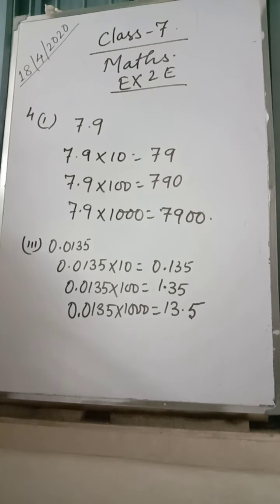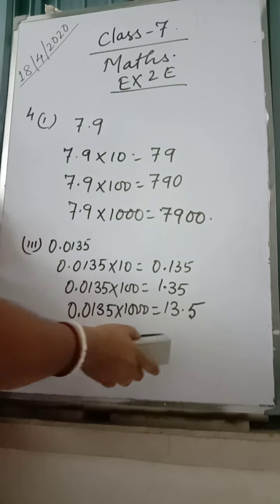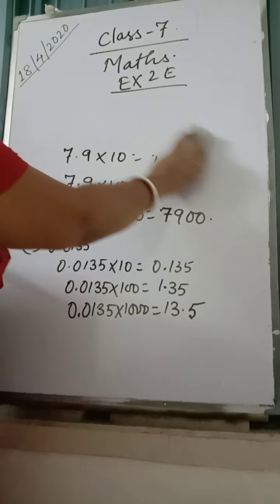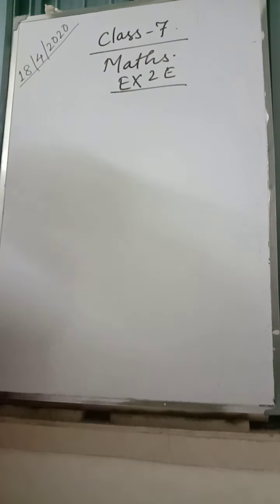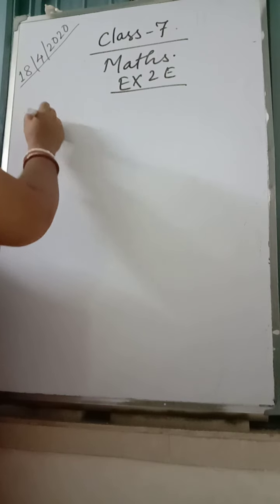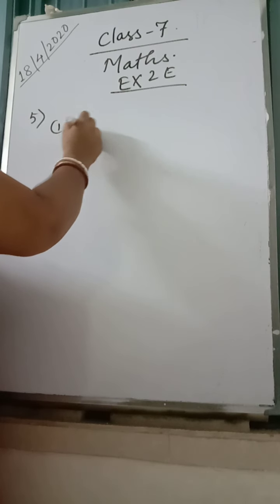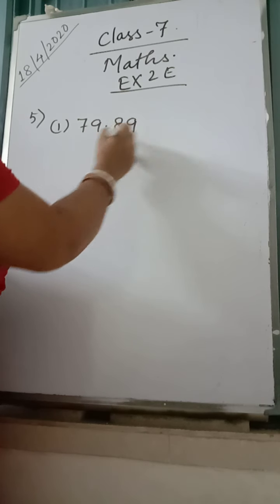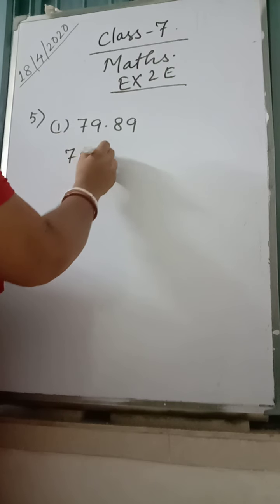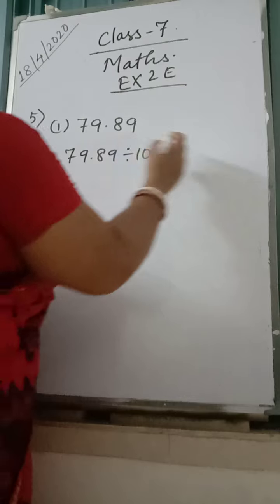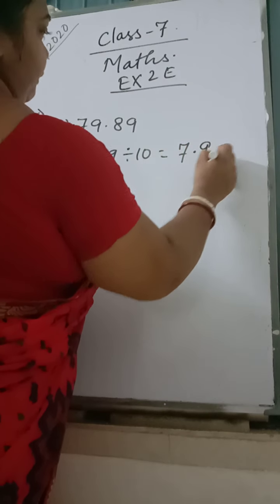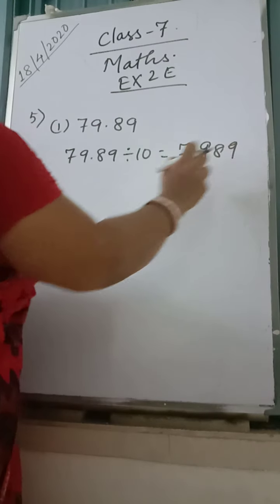Now in division it moves backward. Here in multiplication the decimal was moving forward. In division, in question number 5, it will be moving backward. Look at question number 5. Number 5, 79.89. So 79.89 divided by 10, the decimal will move one step backward, so it will be 7.989.